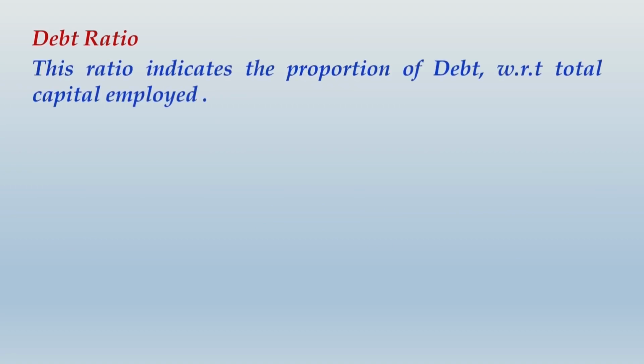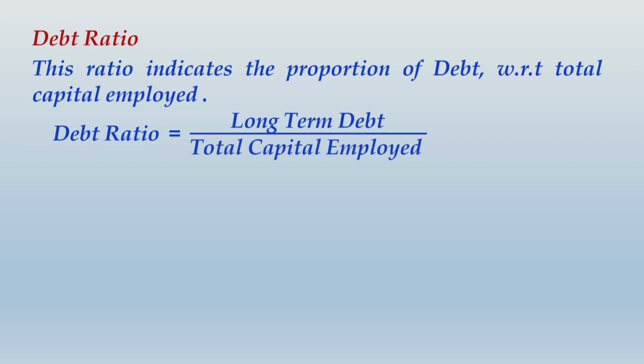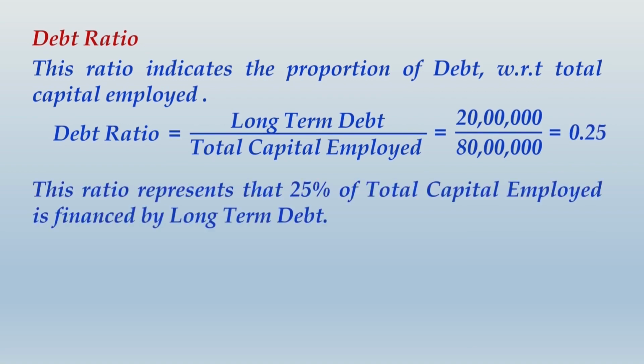Let us move ahead and compute the next ratio, the debt ratio. The computation of this is understandable the moment you compute the equity ratio. This ratio represents the proportion of debt with respect to total capital employed. Debt ratio will be long term debt divided by total capital employed. So the simple point is, out of total capital employed of 80 lakhs, if shareholders' funds were 60 lakhs and long term debt is 20 lakhs, this ratio will be 20 lakhs by 80 lakhs, that is 0.25. This ratio represents that 25% of total capital employed is financed by long term debt.